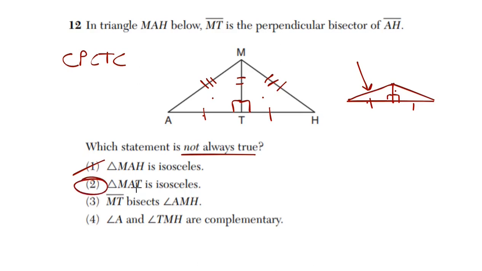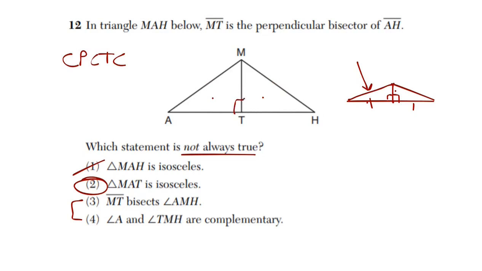Actually, there's a lot of instances where it would not always be true. And then I leave it up to you to take a look at 3 and 4 at why those would always be true. And I'll give you a hint for 3, let's take a look at AMH. You can take a look at this bisector right here. And then for number 4, let me erase all that. A and TMH are complementary.